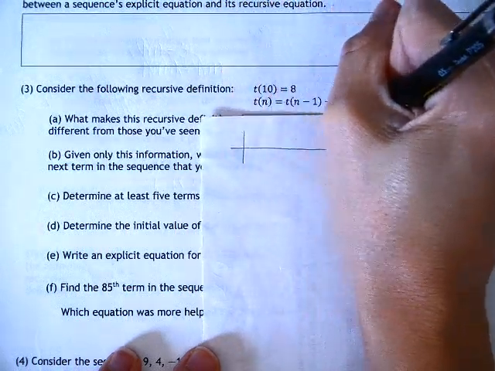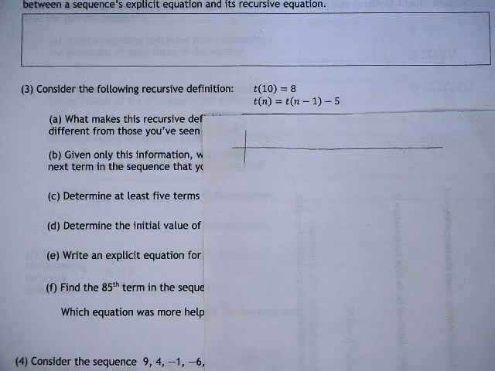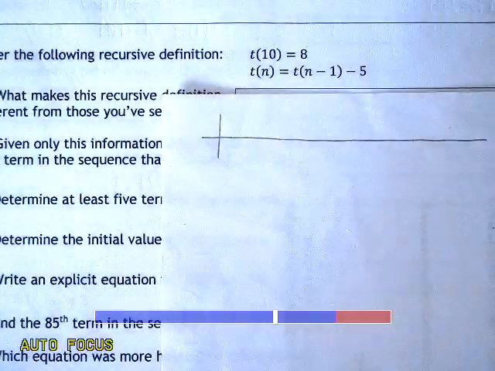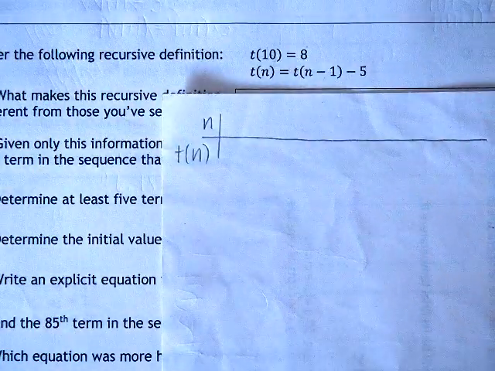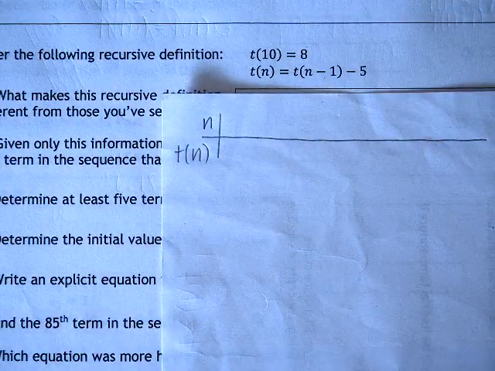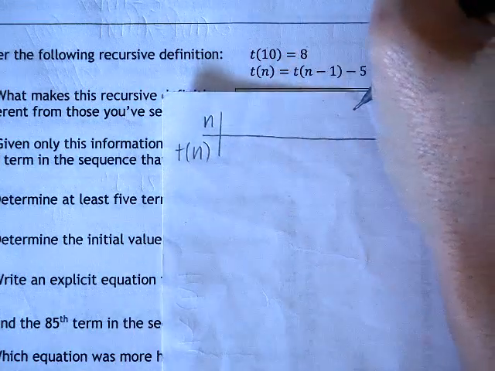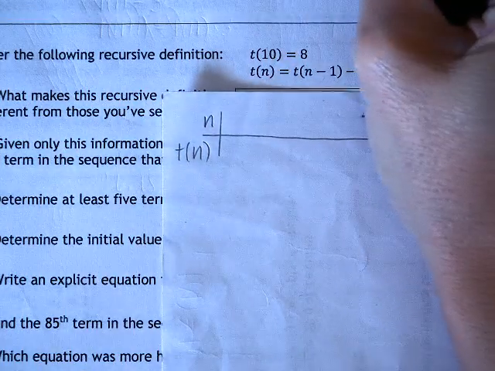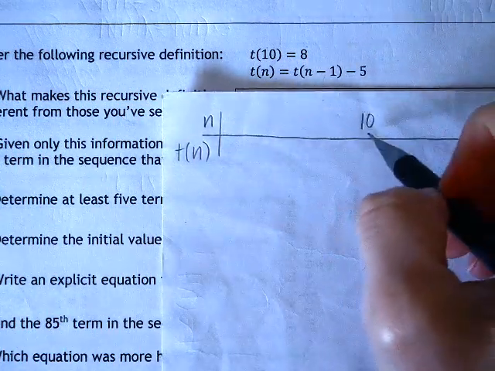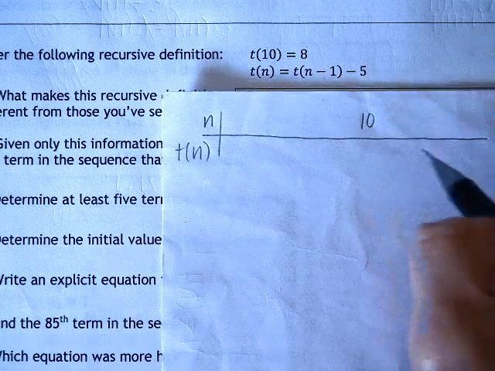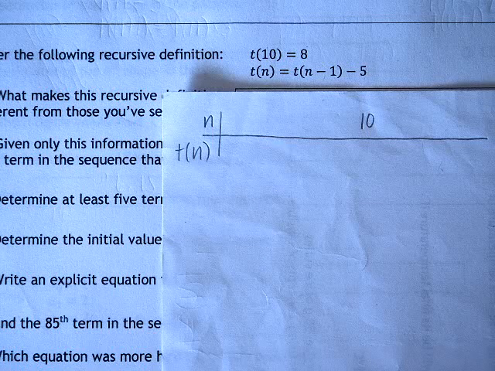I'm personally a fan of tables for all sequence problems because I think it helps me organize my terms. I think it helps me visualize where I am in a sequence, and I think it helps me organize my info so I can see it in a bigger layout. Now, because they're giving us the 10th term as the starter value, I'm just going to arbitrarily put n is 10 in the middle of the table. That'll give me room to go both forwards or backwards, depending on which way I want to go.